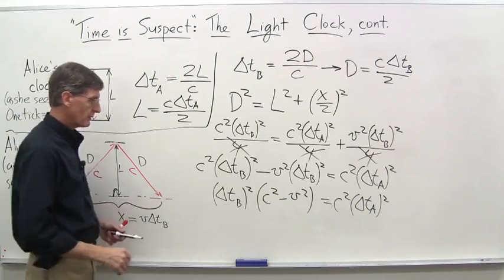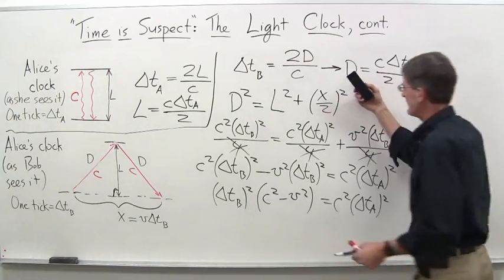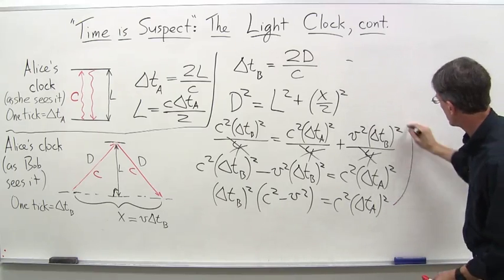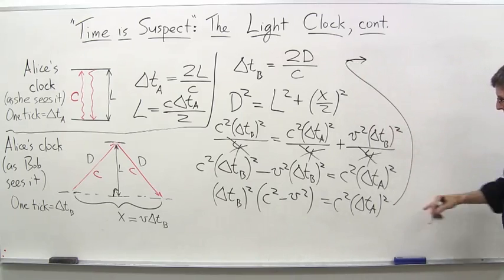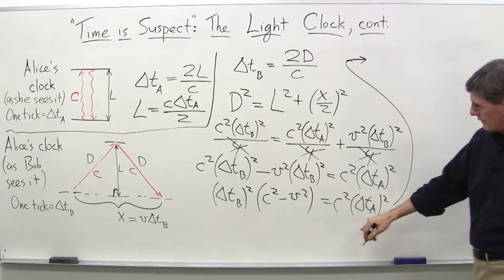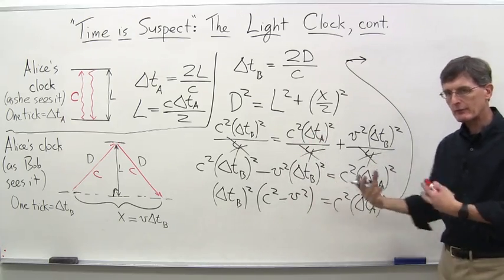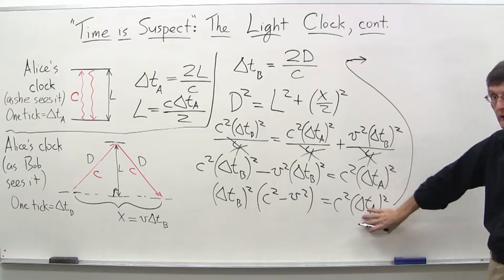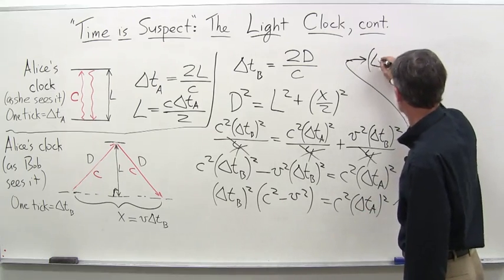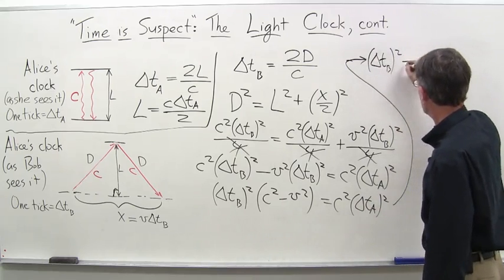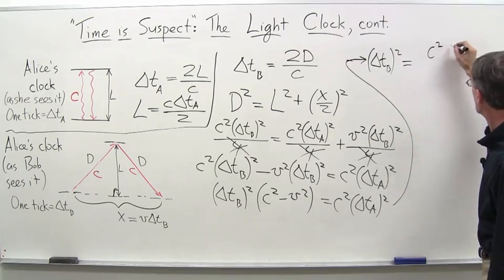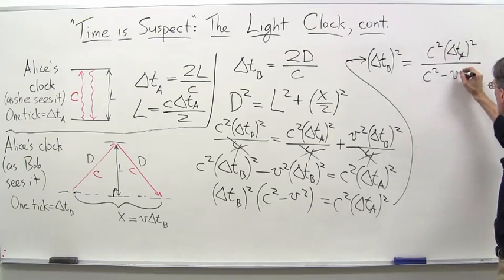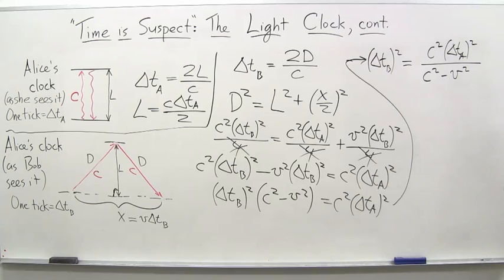And this is starting to look pretty good here. We don't need this anymore, right? So just to get a little room here, because I want to bring this up here and rewrite this here. Remember, the goal was to write something like delta TB equals some other stuff involving delta TA. So let's divide both sides by this. We're going to bring this over here to the denominator. So we're going to write this as delta TB squared equals c squared times delta TA squared all over c squared minus v squared. Now we're really getting someplace.